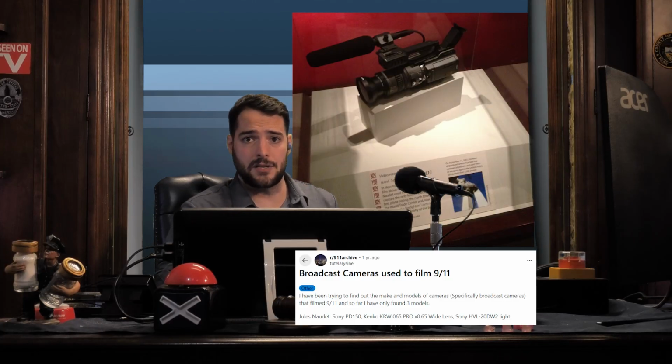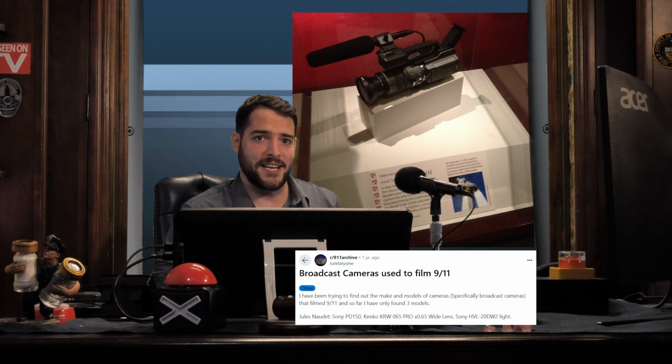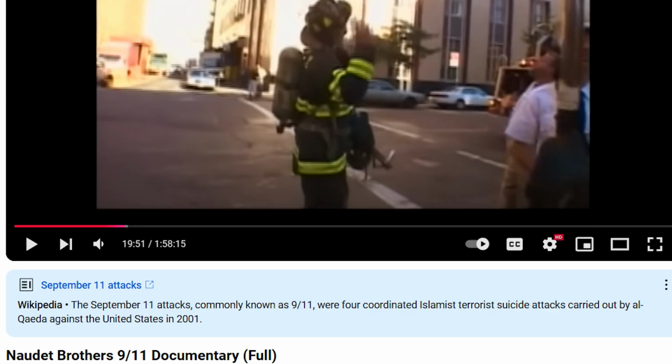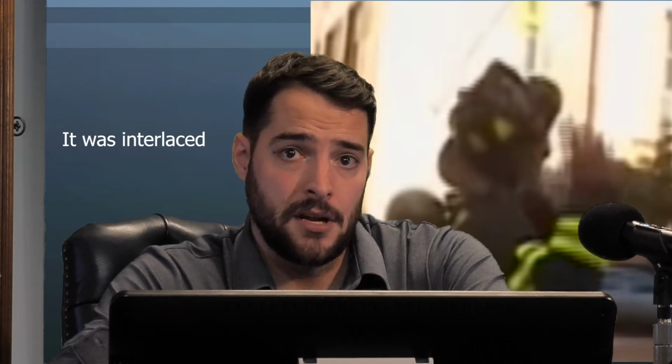Okay. Regarding the camera Naudet used, it was allegedly a Sony DSR PD-150, which also records interlaced footage, which, again, isn't HD. Regardless of whether or not the footage was de-interlaced or upscaled, you can see the wing the entire time in the footage. Wow.